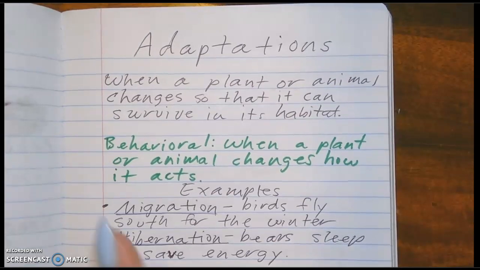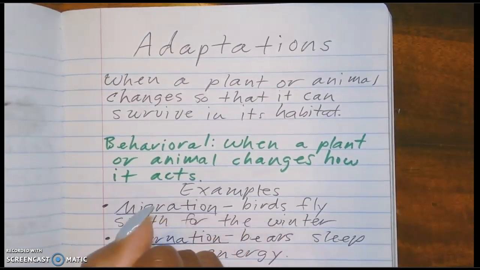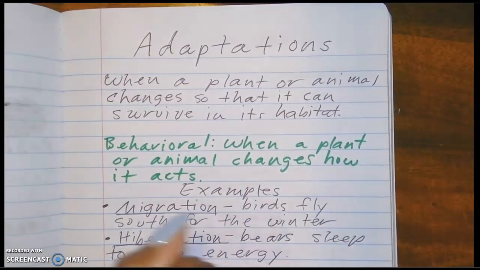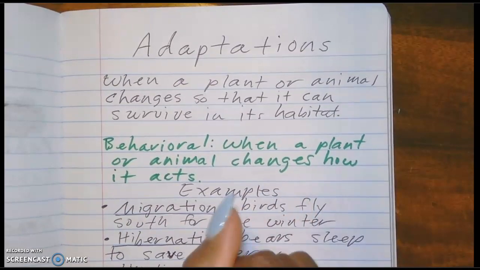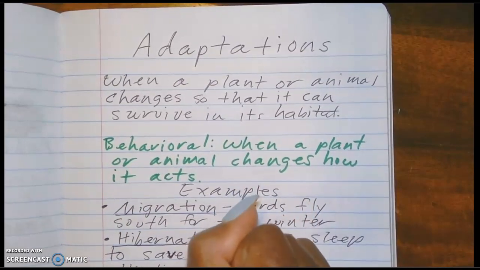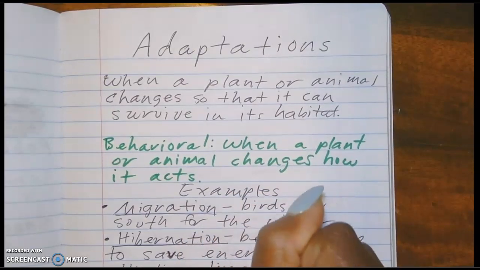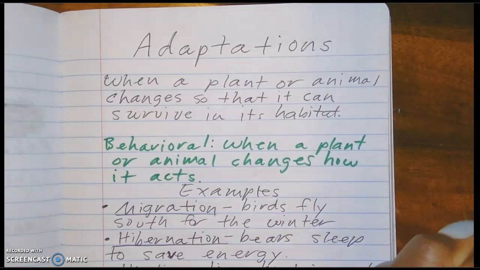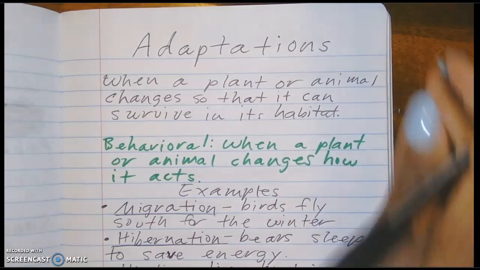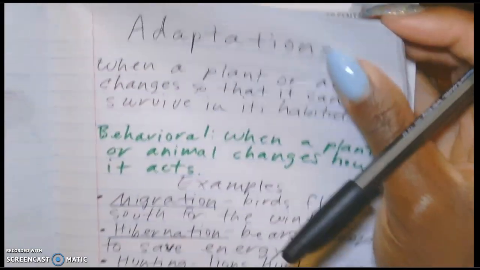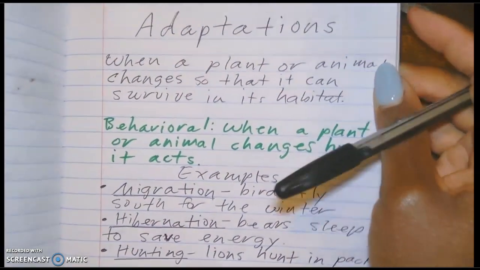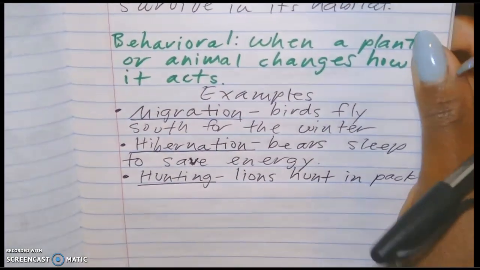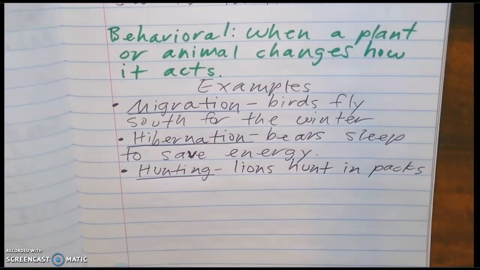Some other behavioral adaptations. Hunting. So one example is lions hunt in packs. And now that I'm thinking about it, I think the female lions are actually who go out and hunt. The lionesses go out and hunt for the pack. Check on that for you guys.